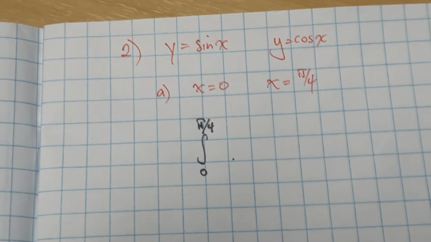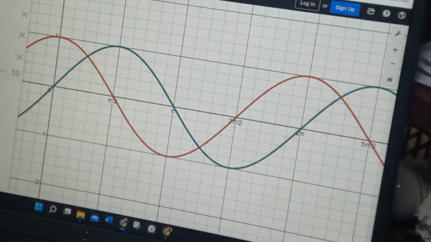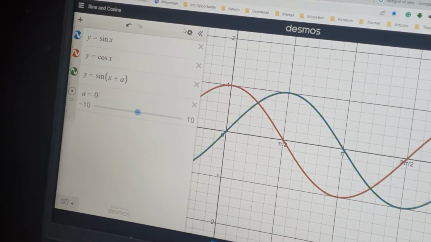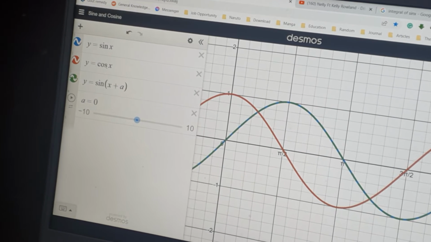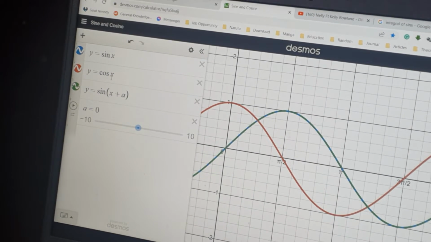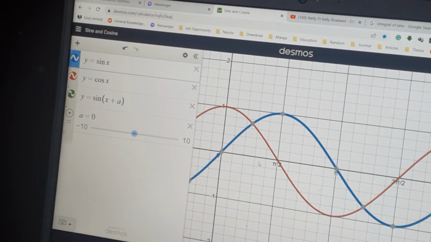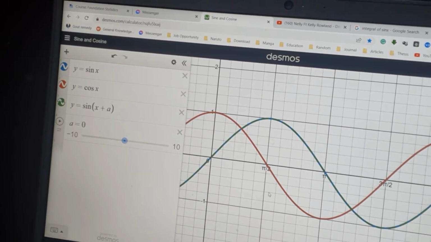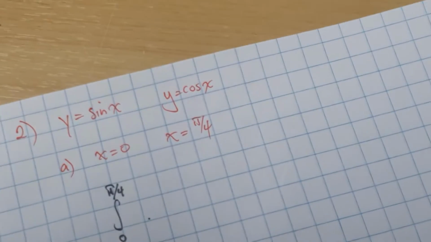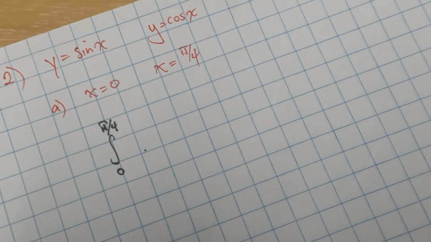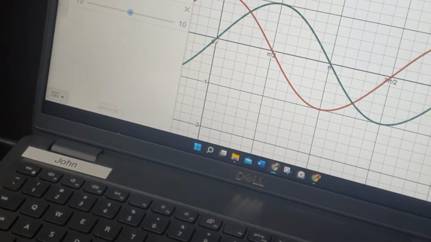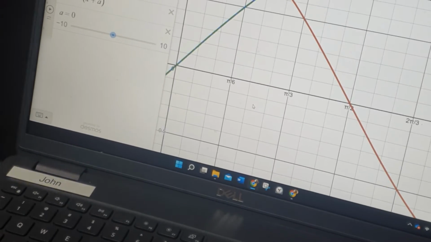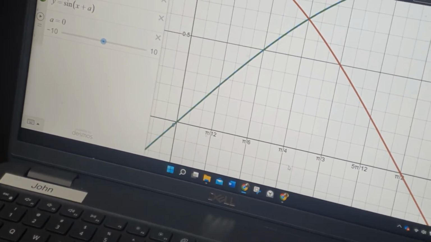Okay, so I've drawn the graph on my program here, Desmos. The red graph is the cosine graph, and the blue or green one is the sine graph. So this is sine and this is cosine. The problem says 0 to pi over 4, so that's from 0 here to pi over 4. I just zoomed in because pi over 4 is very small. So pi over 4 is here.